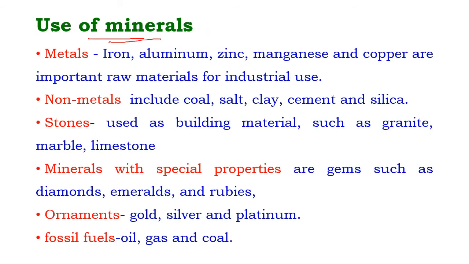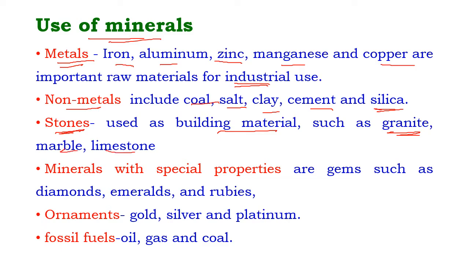Use of minerals. Various minerals are used for various purposes. Let us see one by one. First one, metals. They are iron, aluminum, zinc, manganese, and copper are important raw materials used for industrial purpose. Non-metals, which include coal, salt, clay, cement, and silica. Then stones. Stones are used as building material such as granite, marbles, and limestone.